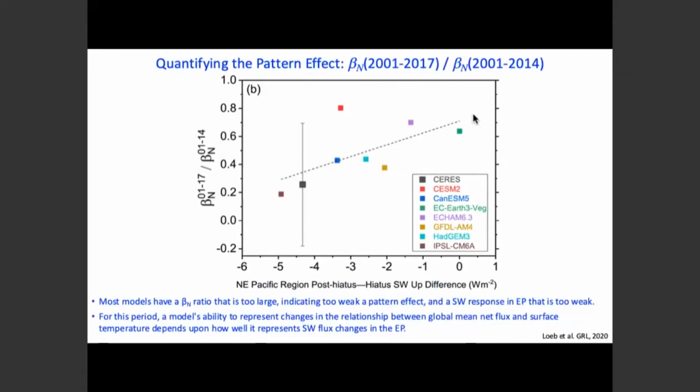This plot shows that ratio as a function of the difference in the Northeast Pacific region between the post-hiatus and hiatus. And so what you find is that most models have this ratio that's too large, which would imply, based on this result, too weak a pattern effect, as well as a shortwave response in the Eastern Pacific that's too weak. It would also suggest that a model's ability to represent the changes in this relationship between the global mean net flux and surface temperature really depends on how well the model does in this East Pacific region.